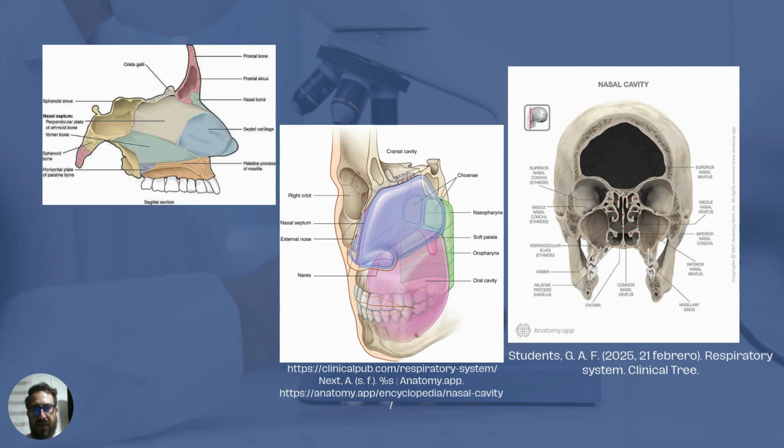Each nasal cavity is divided into different regions: the vestibule, the respiratory region, and the olfactory region. Vestibular, respiratory, and olfactory.